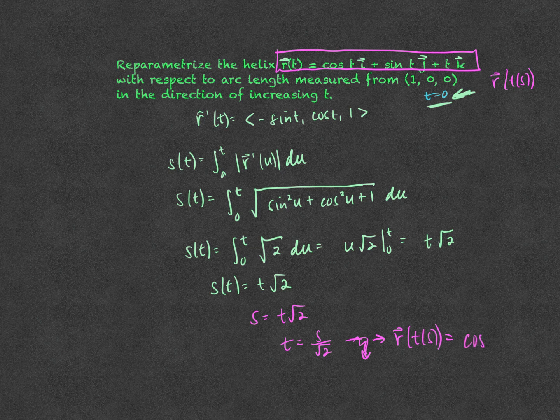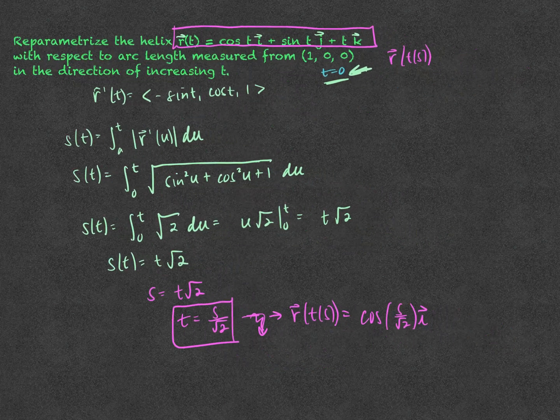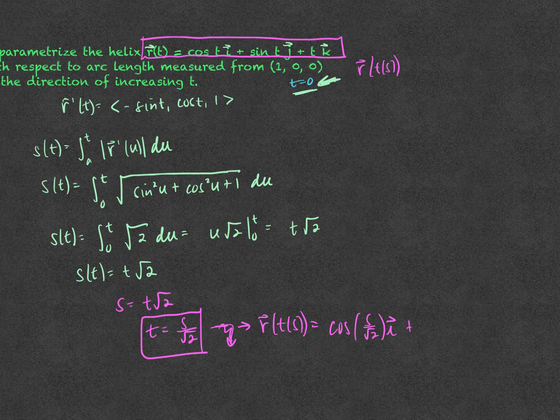cosine of, instead of t, we're going to use t equals s over the square root of 2. So we have cosine of s over the square root of 2 i plus sine of s over the square root of 2 j plus, instead of t, we have s over the square root of 2 k. So this is the reparametrization of the helix into the direction of increasing t.